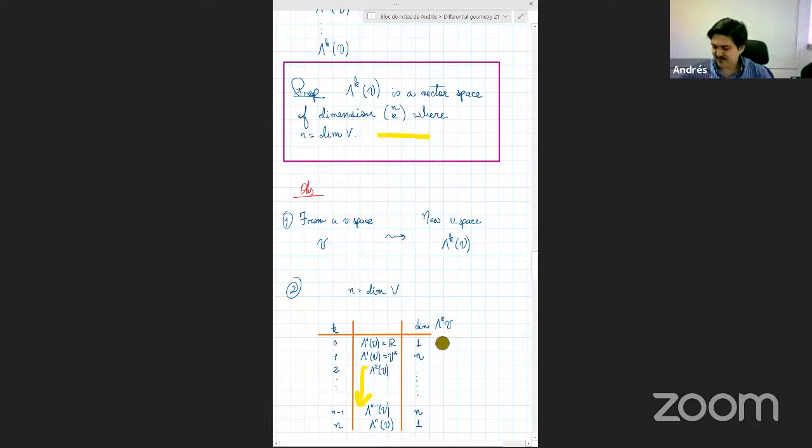Using this, you have the dimension of those vector spaces. Okay, so it is symmetric. So this is symmetric, right? Any comments up to this point?